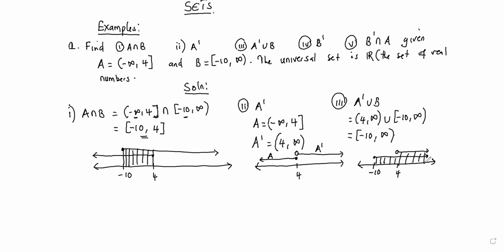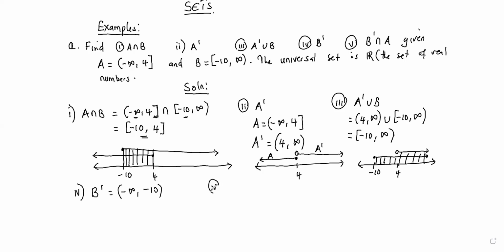Okay, we go to part 4, B complement. So B complement is just the opposite of B. So it will be from negative infinity up to negative 10, again, not including negative 10. The infinities we never include because it's just a symbol communicating to us that we keep going on the left, we keep going to the right.